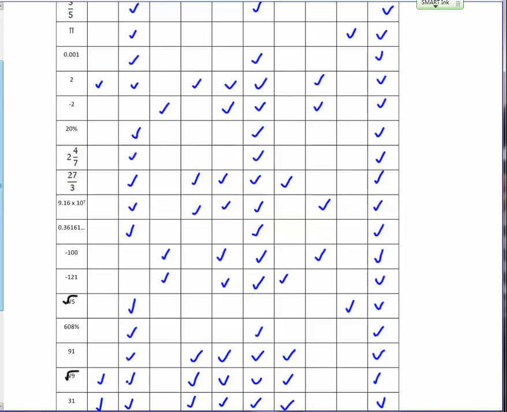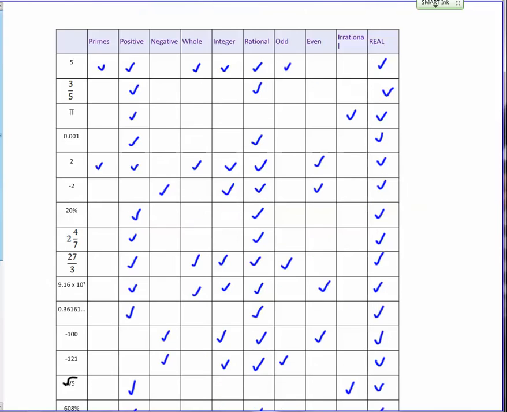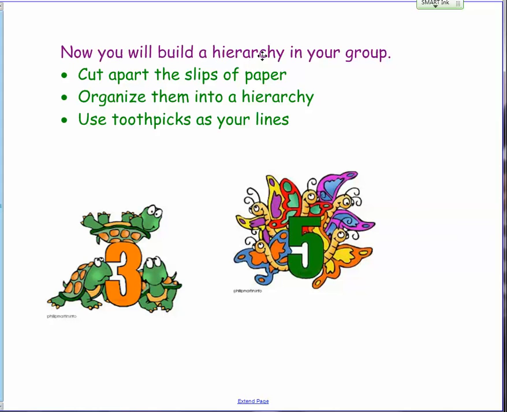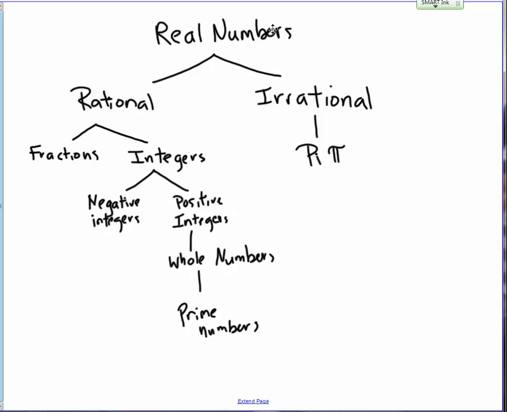So then we went from there to building a hierarchy in your group with slips of paper and toothpicks, and this was the answer to the hierarchy. So we had the set of real numbers. You're either rational or irrational. There was one example of an irrational number on your slips of paper, and that was pi. And then under rational numbers, we have the category of fractions and the category of integers. And under integers, they can be positive or negative. So we have two categories, and all whole numbers are positive integers, and all prime numbers are whole numbers. So the hierarchy goes from the very broad to the very specific.